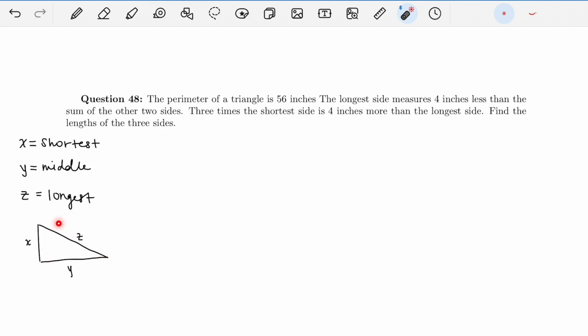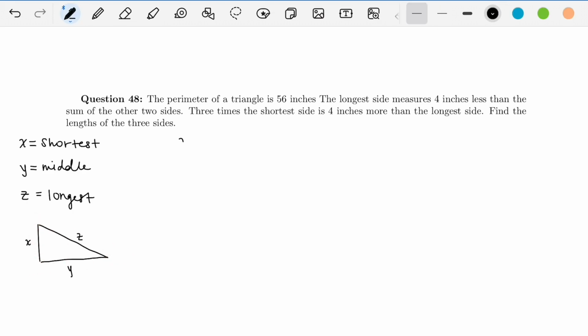So now with this information on the left, what we're going to do is create our system of equations. The first piece of information is that the perimeter of the triangle is 56 inches. Well, we know that the perimeter of a triangle is just going to be the sum of all 3 sides. So that means x plus y plus z is going to be 56 inches. Next piece of information says that the longest side measures 4 inches less than the sum of the other 2 sides. So the longest side z is going to be 4 inches less than the sum of the other 2 sides. Well, the sum of the other 2 sides would be x plus y, and z is going to be 4 inches less than that.